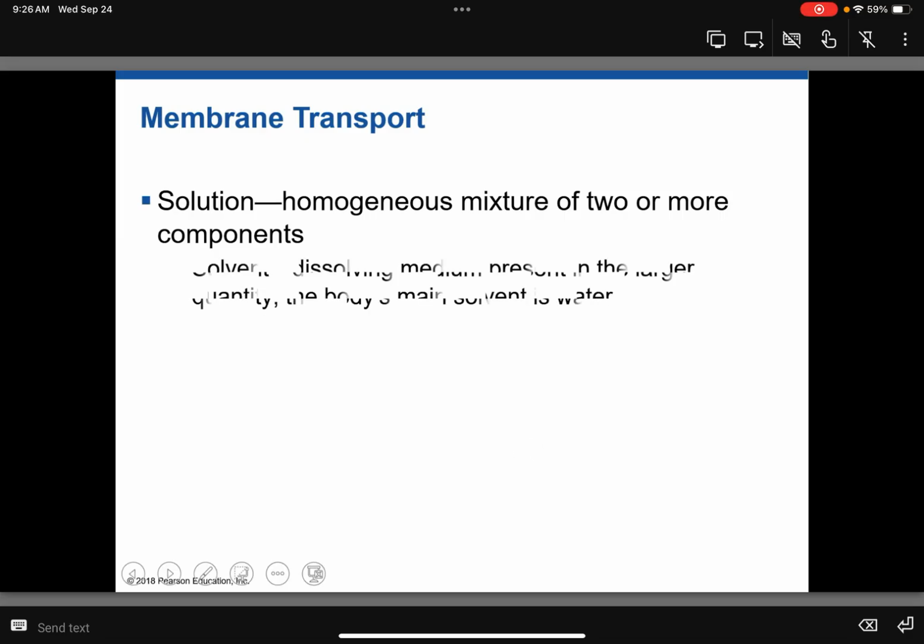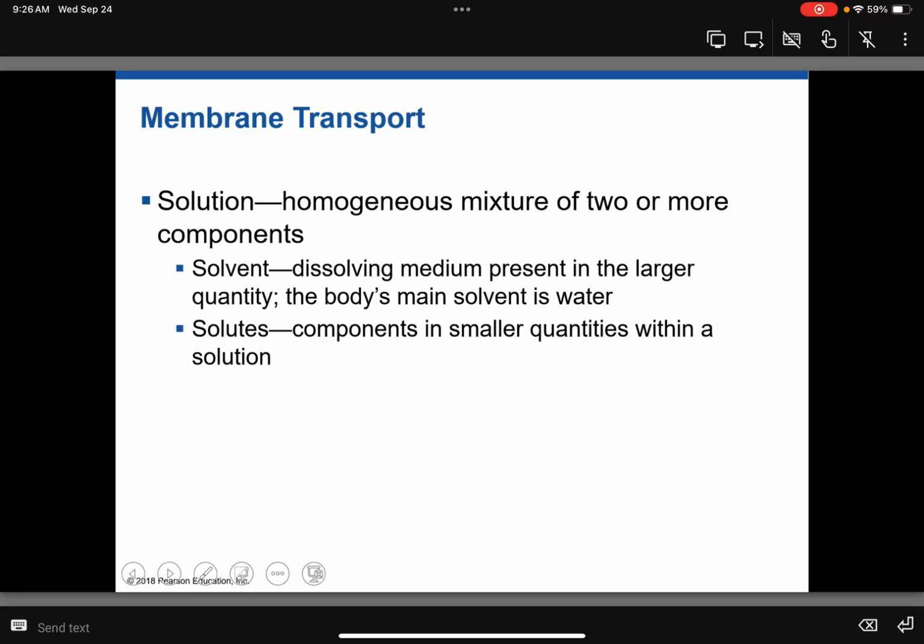And a solution is made up of two things. We have a solvent and a solute. Remember that a solvent is the dissolving medium present in the larger quantity, and the body's main solvent is water. Water is a universal solvent. It can dissolve a lot of things in it.